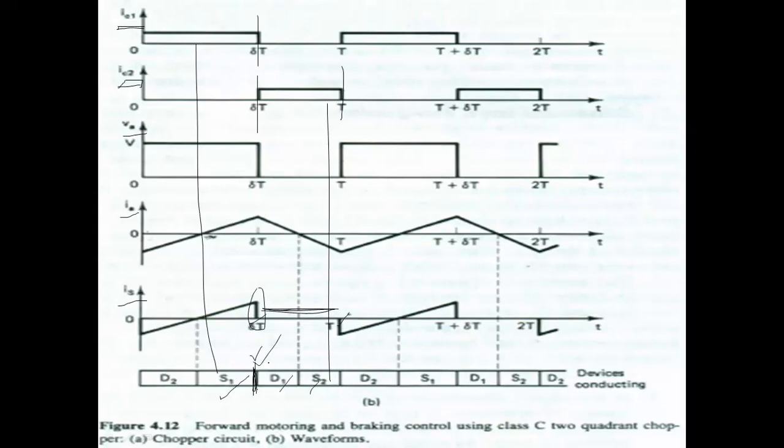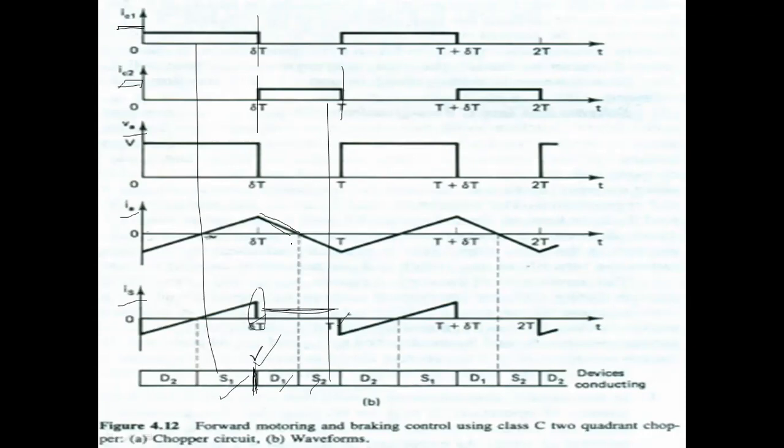Okay, so when S1 is off, immediately the armature current goes to 0. See here, immediately the armature current goes to 0. But what happens? The back EMF E will drive some energy into S2. So at this time S2 will be on, and it will immediately drive a current through S2 in the reverse direction.